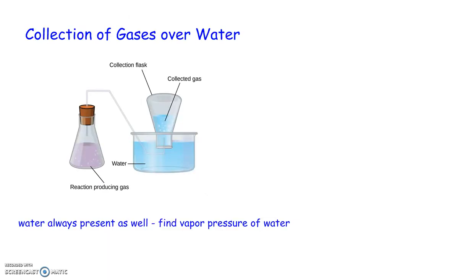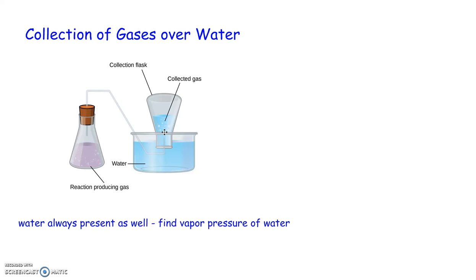This is especially important when we're collecting gases over water. So sometimes when we're trying to collect a gas that's being produced by a reaction, we'll attach a tube to it and have a flask filled with water and the tube going in there, and then as the gas is produced, it starts filling up the flask, and I end up pushing the water out and getting the gas collected in the top of that flask.